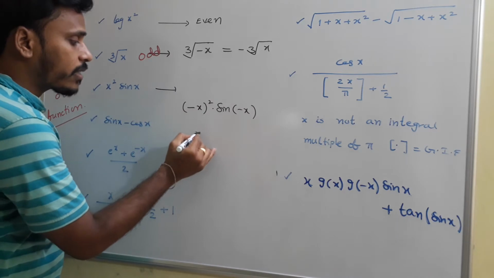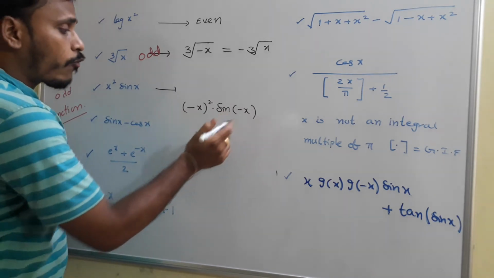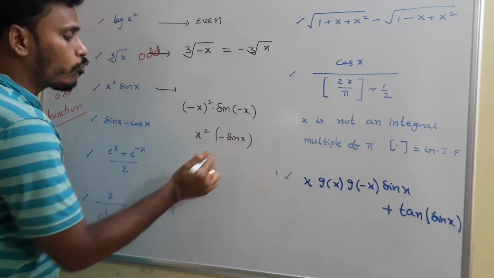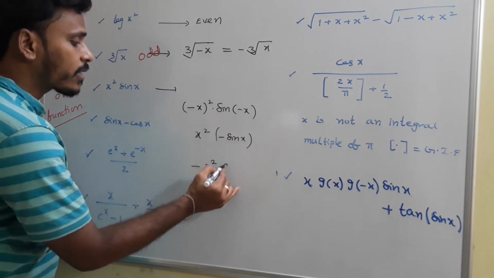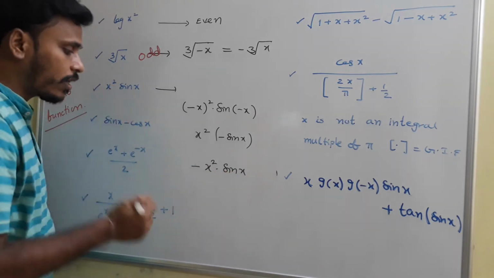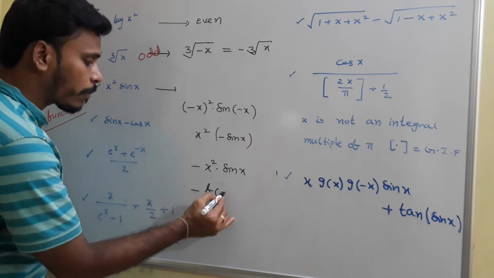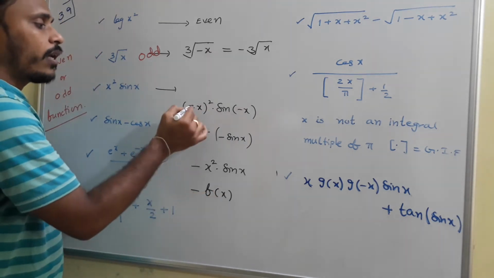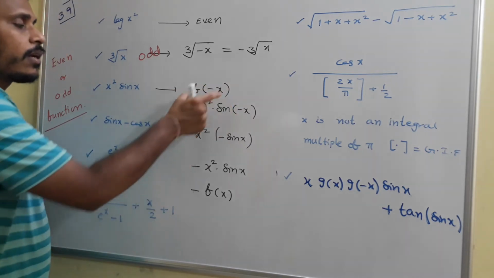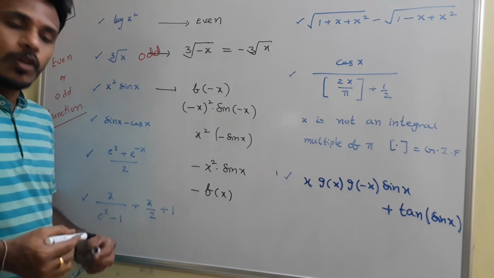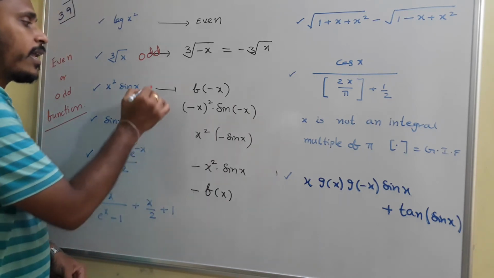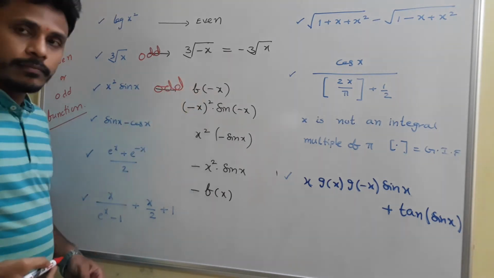Minus x whole square is x square itself. Sin of minus x is minus sin x. Now x square into minus sin x is minus x square sin x, and x square sin x is the original given function f of x. So this is minus f of x. If you call minus x whole square into sin of minus x as f of minus x, that f of minus x is minus f of x. And that's why we say x square sin x is again an odd function.